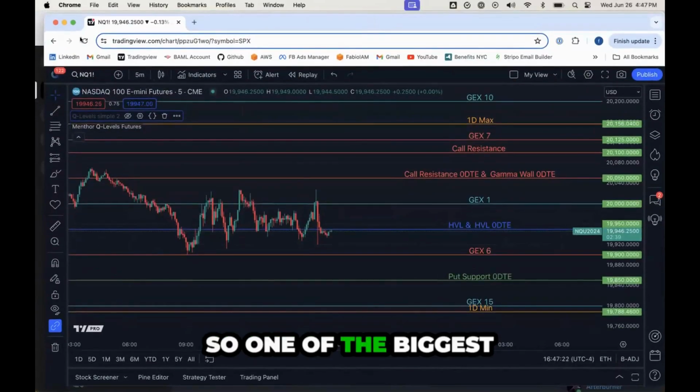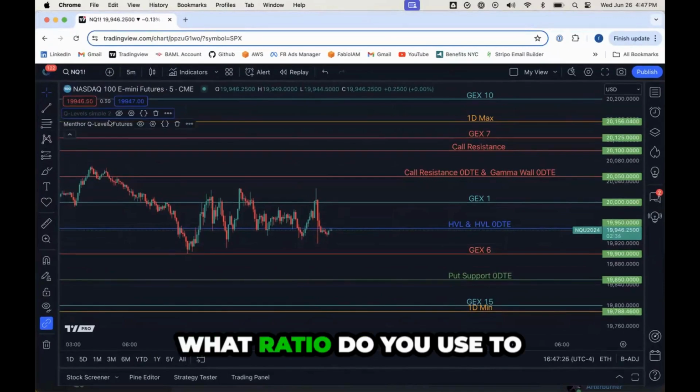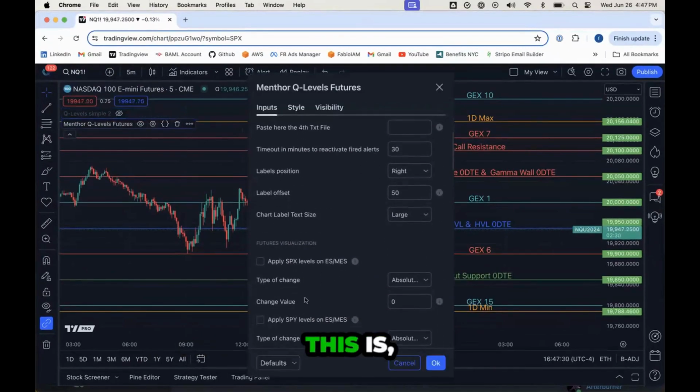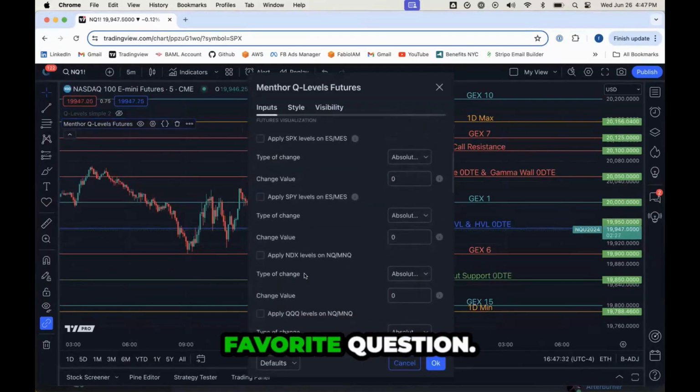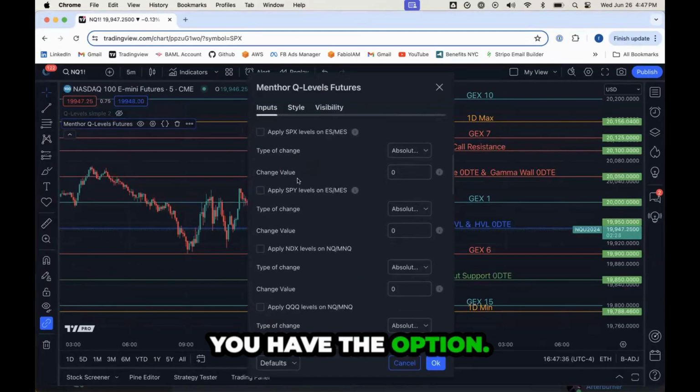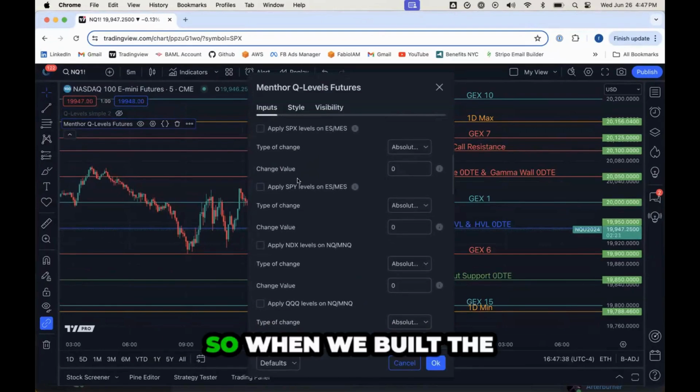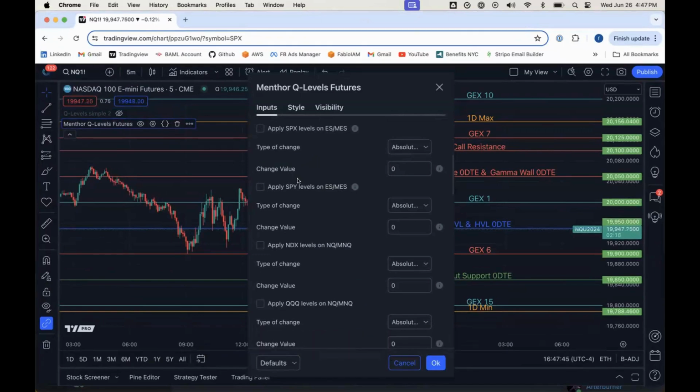So one of the biggest questions we have is what ratio do you use to convert the levels, right? So now this is obviously Patrick's favorite question. So here right now you have the option. So when we built the indicator, we didn't really think about the blind spot theory. We didn't really think about people wanting to convert different levels to different tickers, right?